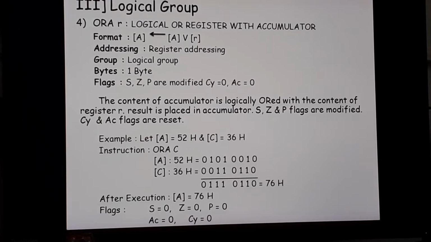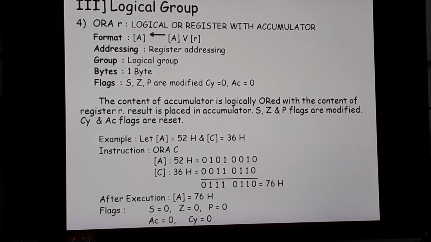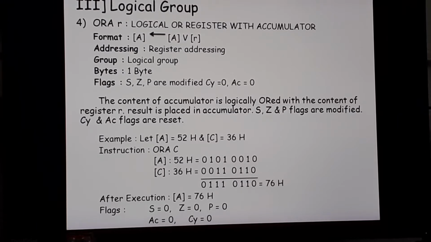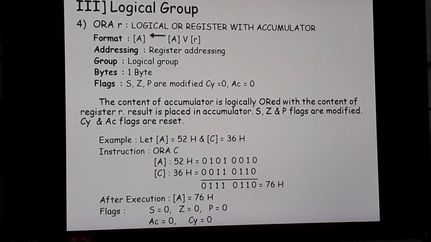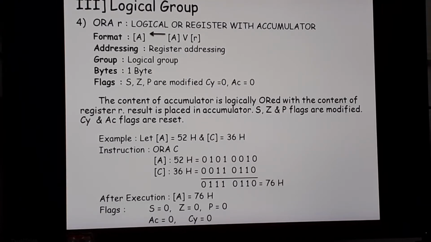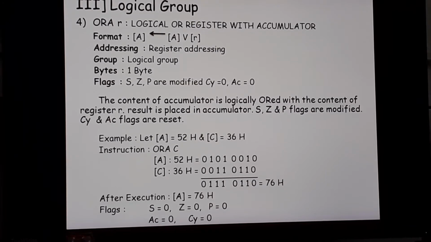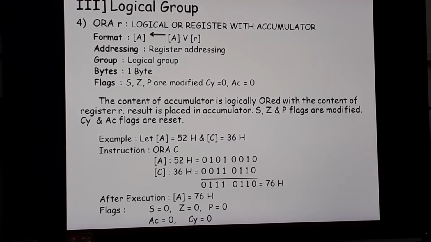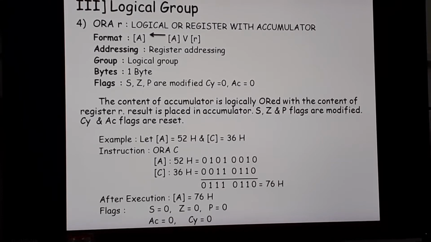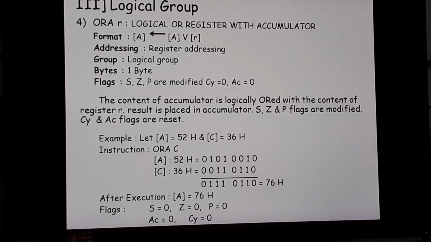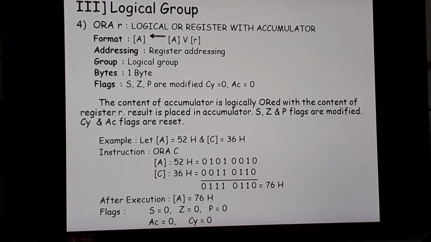So the example that I have taken here is, let accumulator content A be equal to 52H, C is equal to 36H. So the instruction that I will be taking here is ORA C. Okay, so A was 52H, C was 36H. The instruction is ORA C. So the register R I have assumed as C. So A 52H you will write in binary, C 36H you will also write in binary.